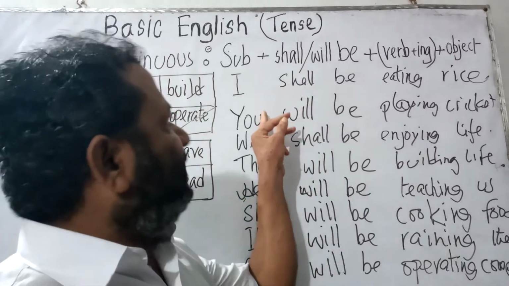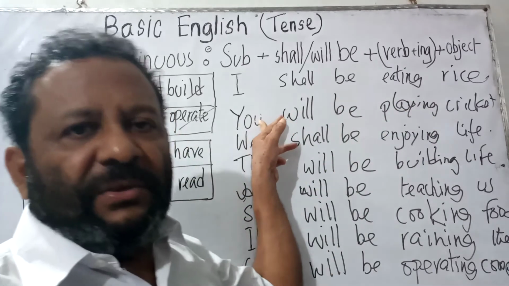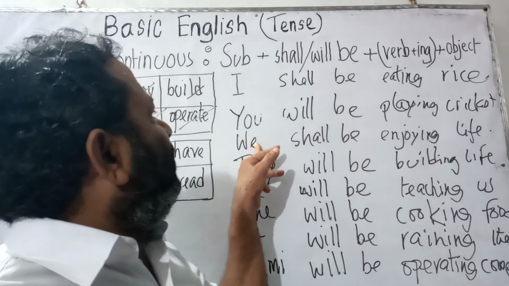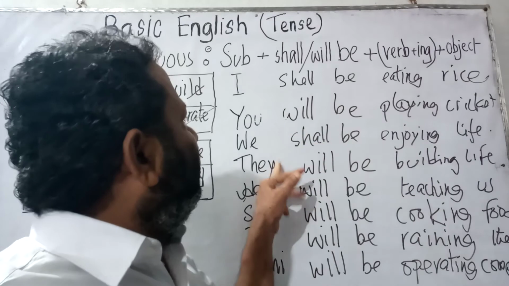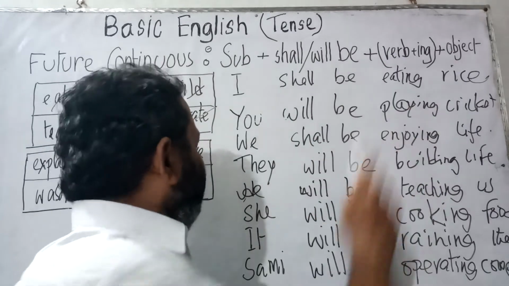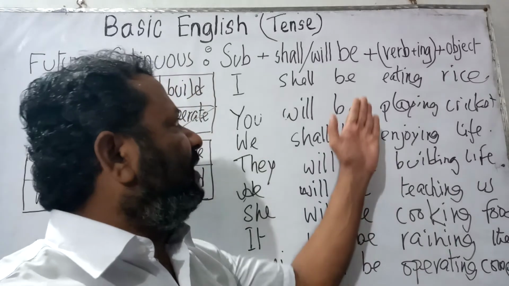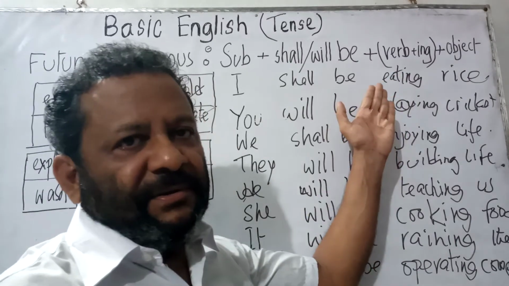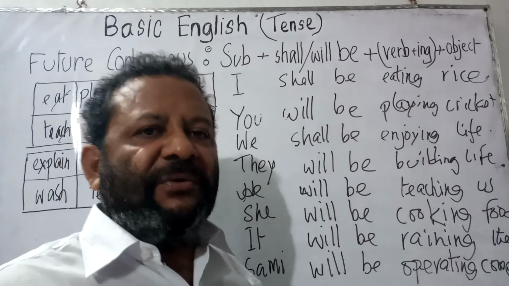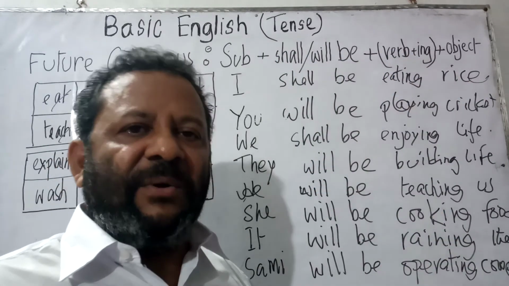Now exactly like this, let us read the second sentence. You will be playing cricket. Now instead of you, I can use I. It would be I shall be playing cricket. We will be playing cricket. They will be playing cricket. He will be playing cricket. She will be playing cricket. It will be playing cricket. Sami will be playing cricket. That is, for every verb, we can insert the other subjects one by one. And by using the structure, we can continue to make sentences as per our requirement.